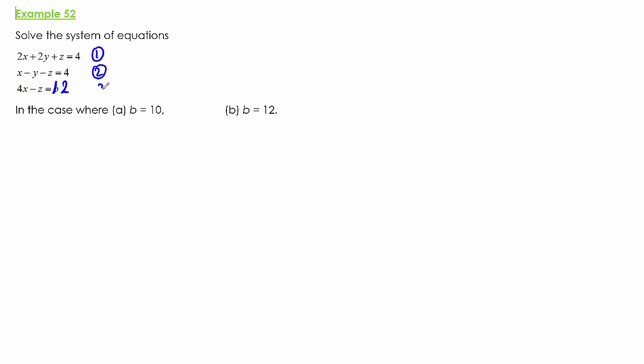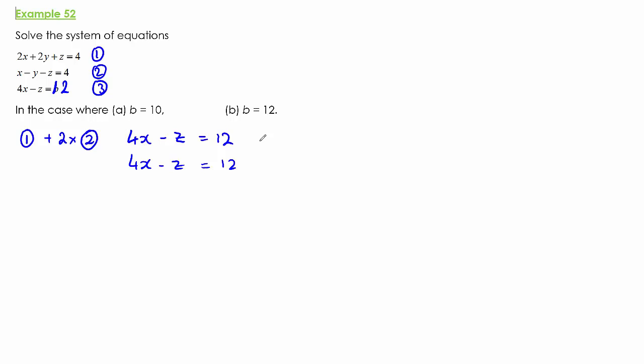Now I'm going to go about the equations in the same way. I'm going to do equation 1, add twice equation 2. So that's going to give me 4x. And the y's are going to disappear. I'm going to have minus z is going to be 4 and 8, which is 12. And equation 3 is 4x minus z equals 12.